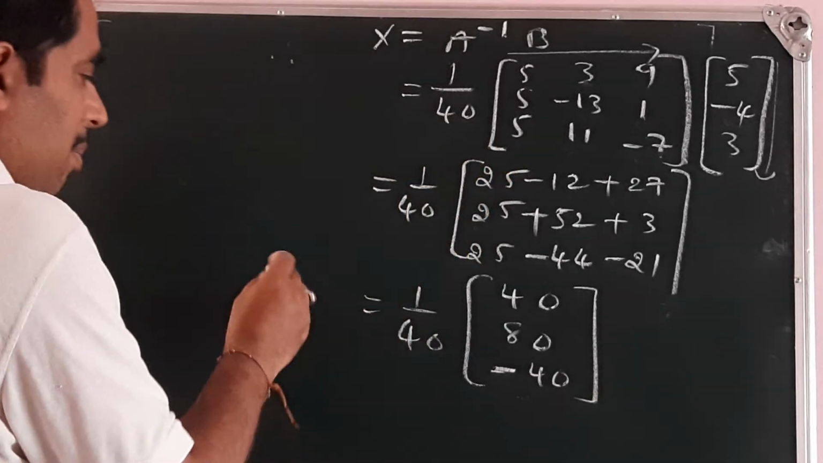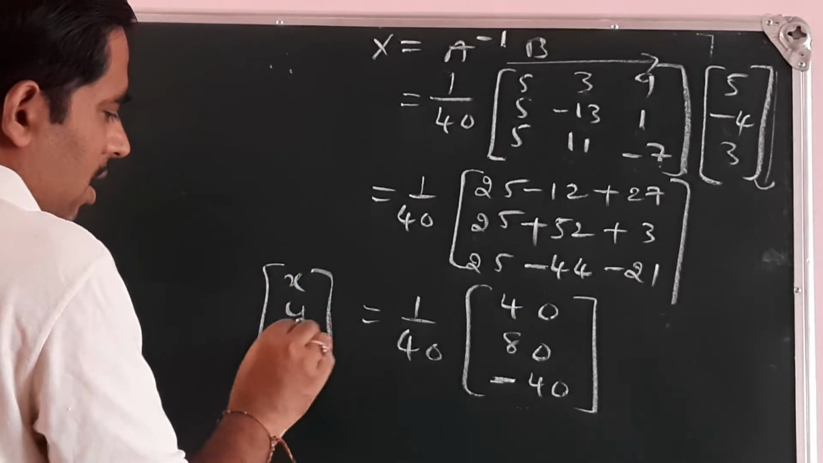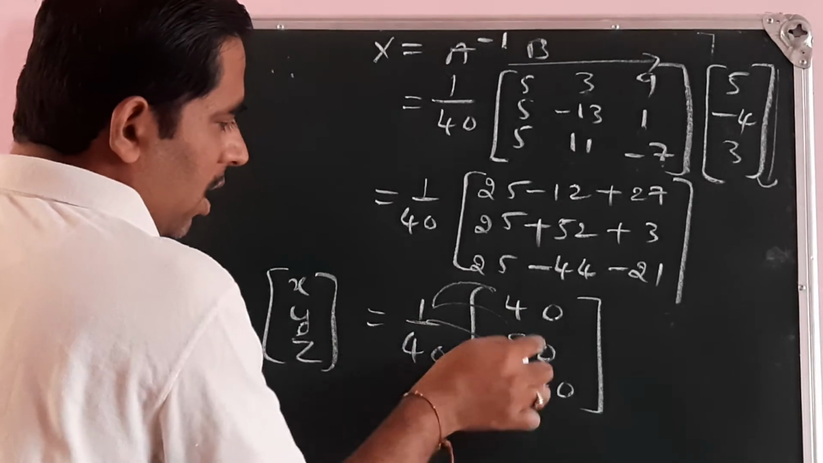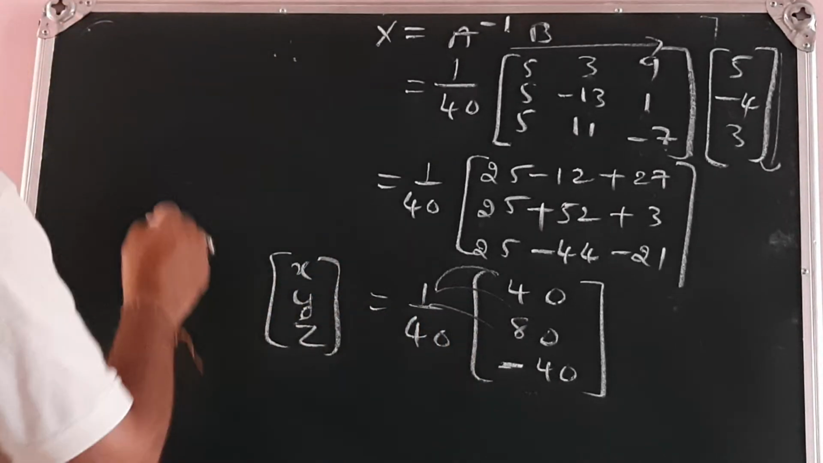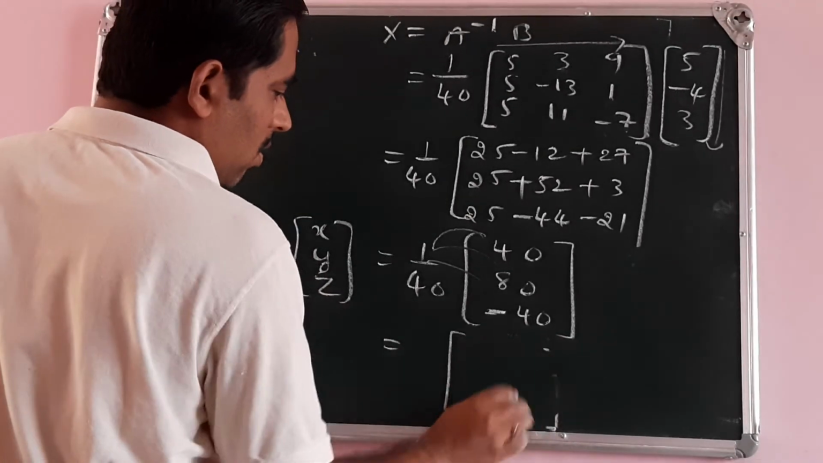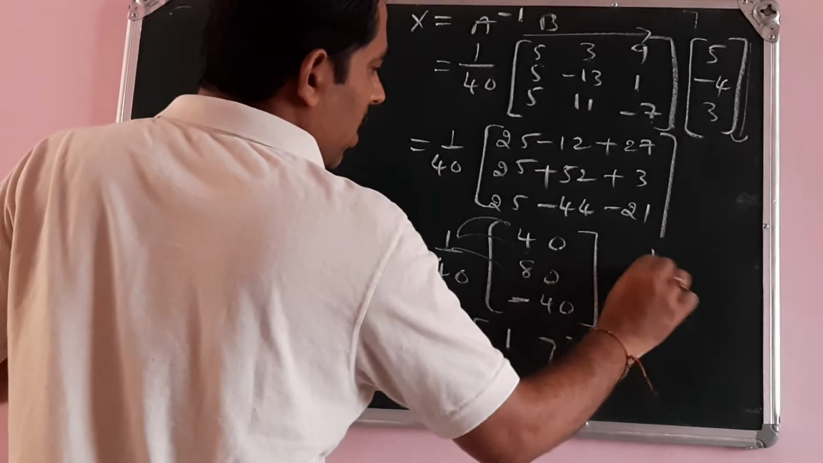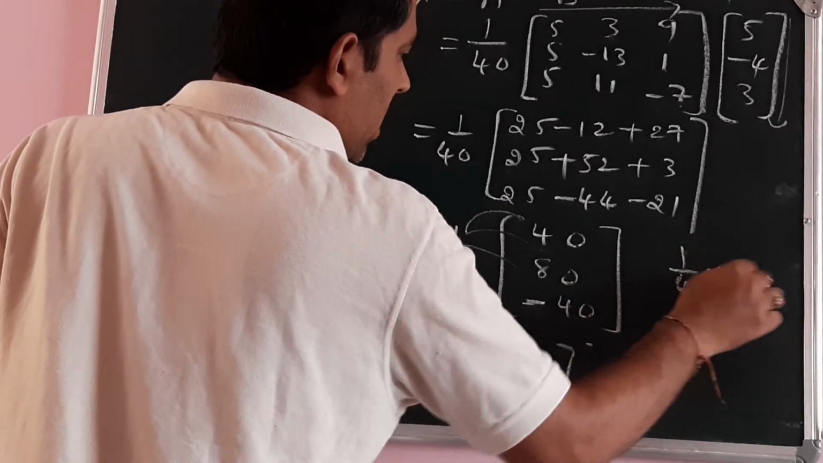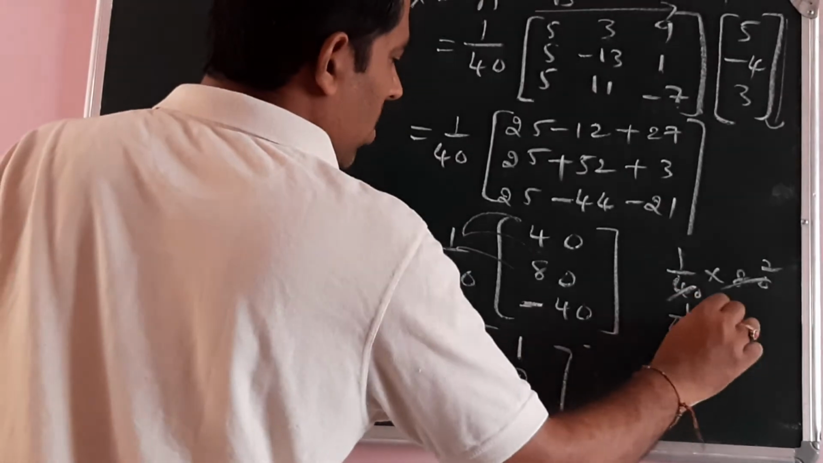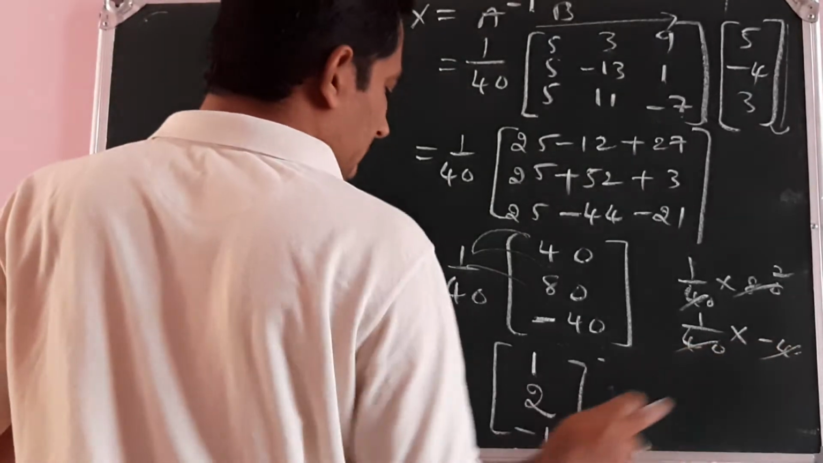So on the left hand side I have x, y, z. It is a matrix of unknowns. Then you multiply every element by the scalar 1 by 40. I will put 1 by 40 into 40, that is 1. Then 1 by 40 into 80 will be 2. Then 1 by 40 into minus 40 will be minus 1, as the 40s cancel.